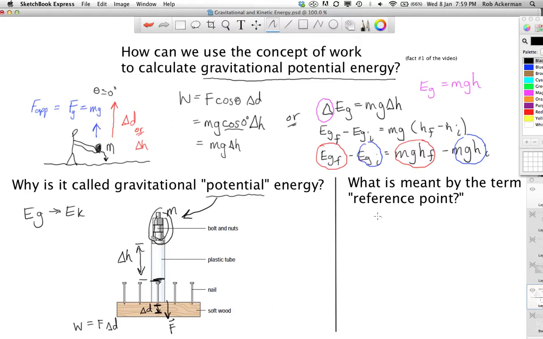There's also one other thing I want you to consider, and this is the idea of what's called a reference point.